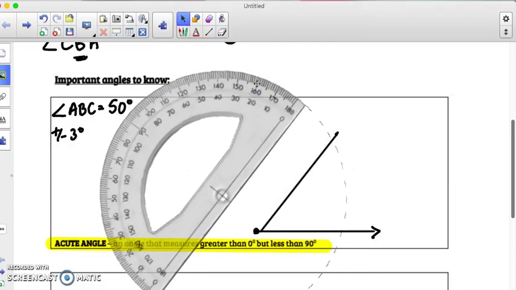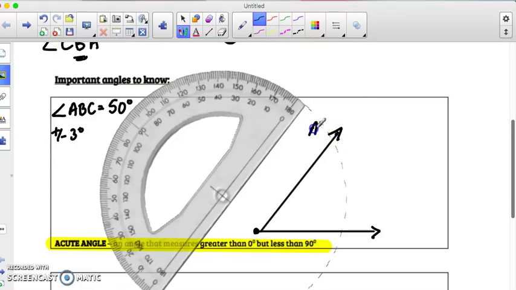Now, if you need to see that step again, I would encourage you to just pause it and replay it. You need to finish off naming and labeling it properly. So you're going to have another arrow there. You're going to label this A, B has to be the vertex because it's the middle letter, and C. The curved line is really important, so make sure you're marking that on the inside of the angle. And I like to say 50 degrees here. Okay, so that's the process in constructing an angle.